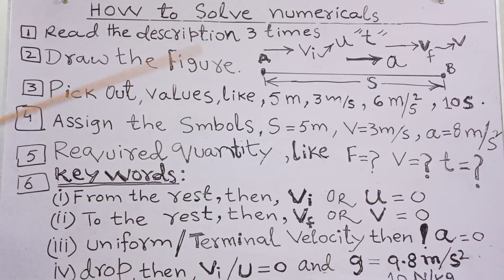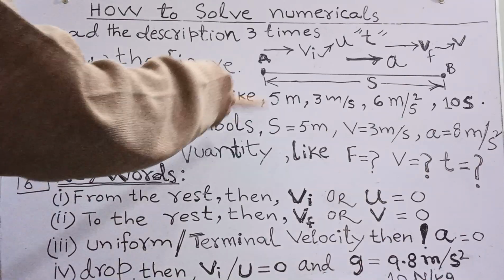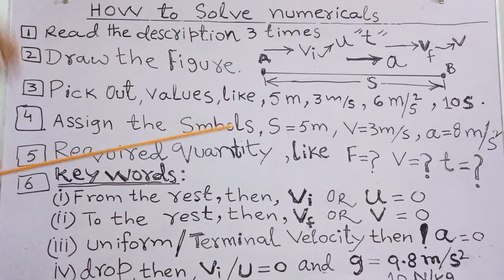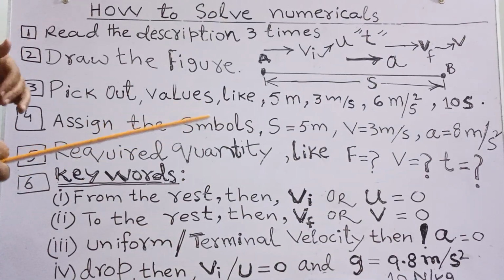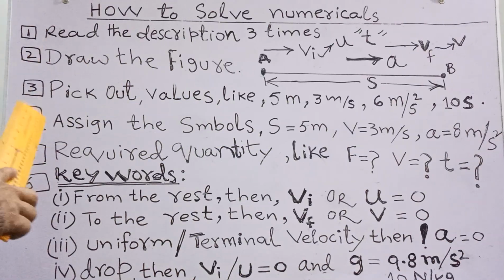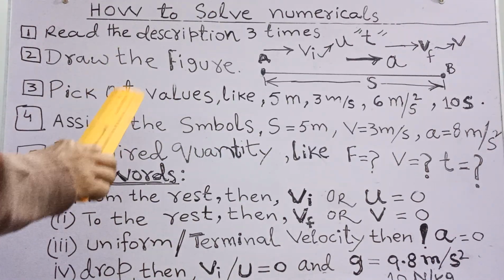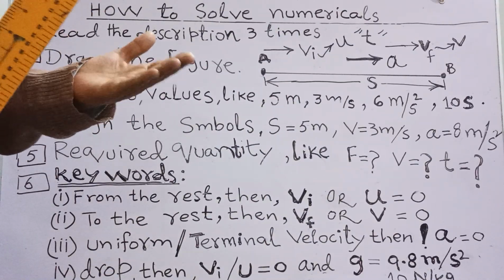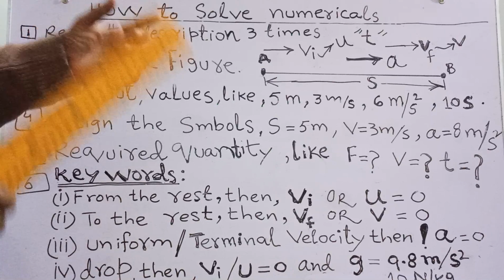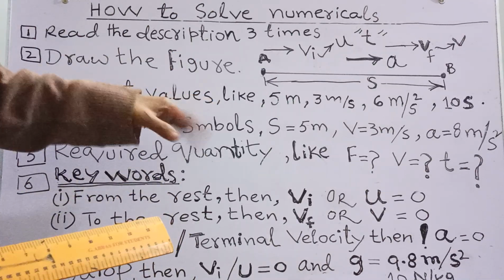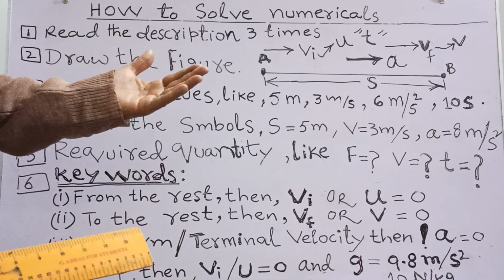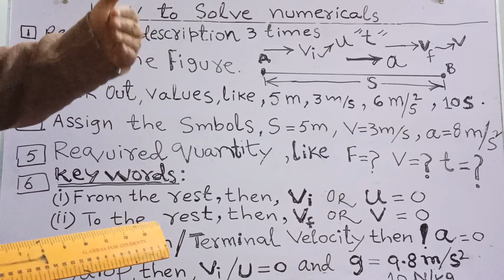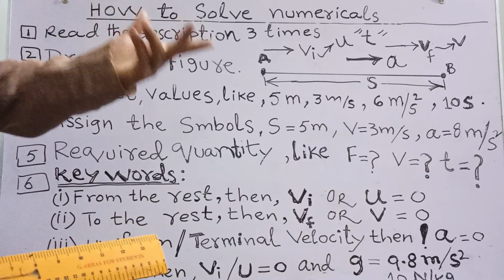Now, after assigning these four symbols, once again read the description and find out which physical quantity is required. For example, in the numerical you are asked to calculate the force applied, calculate the air resistance, calculate the tension. Air resistance and tension are both technical names for force.